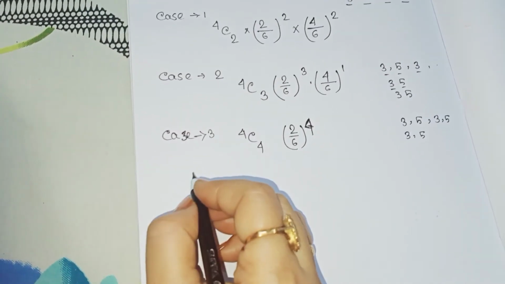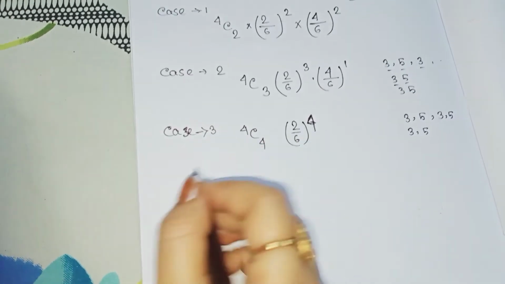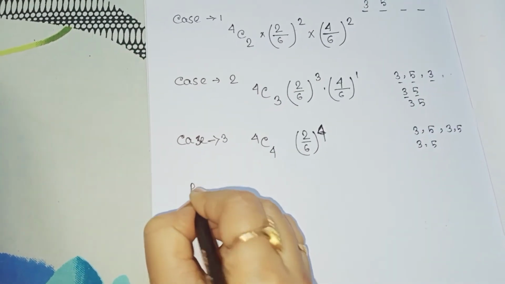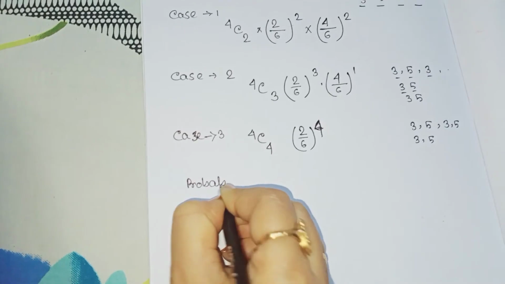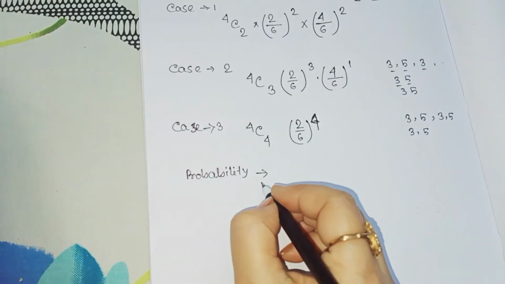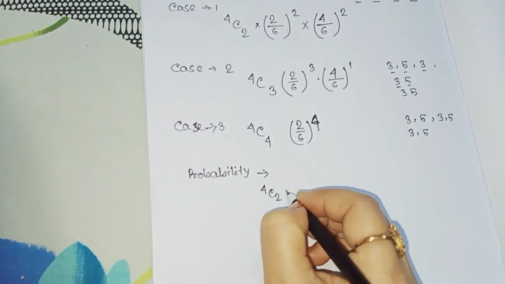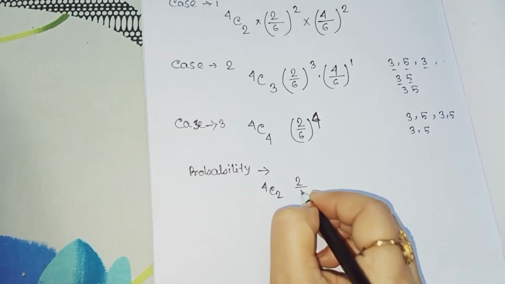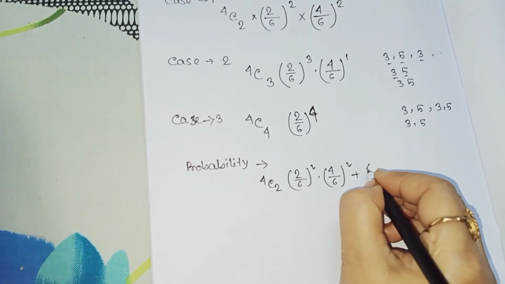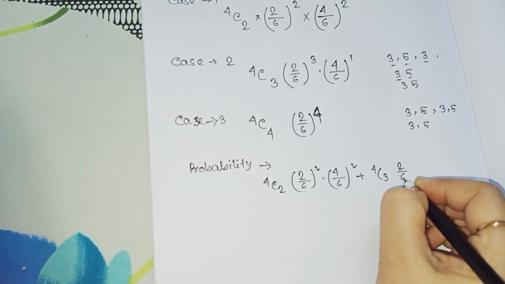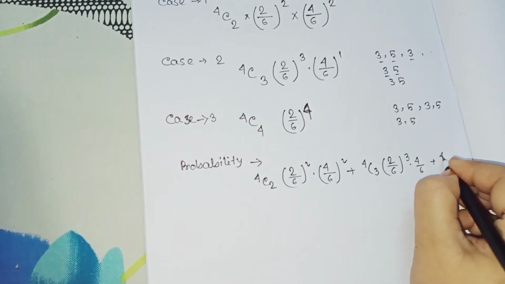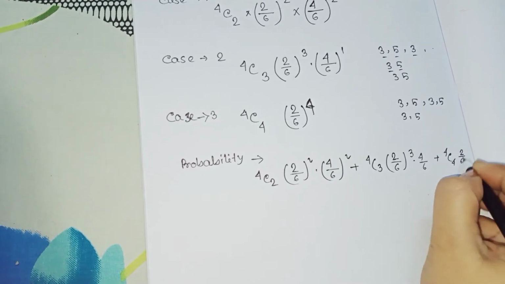So now the total probability of these cases is obtained by adding them. The probability is equal to 4C2 (2/6)^2 (4/6)^2 plus 4C3 (2/6)^3 (4/6) plus 4C4 (2/6)^4.